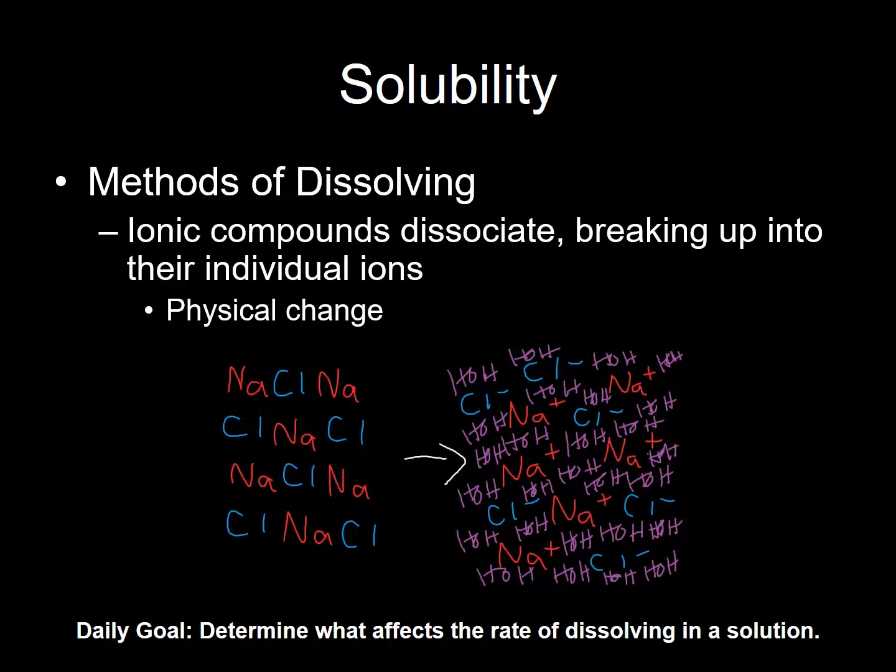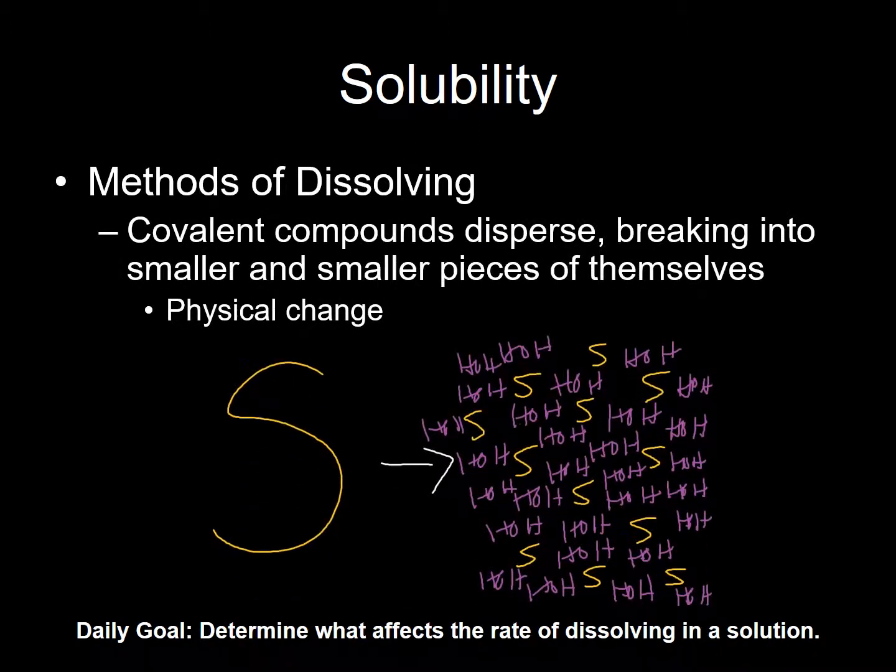And this is why ionic compounds typically will carry an electrical charge, because of those individual ions floating around in there. The second method of dissolving is called dispersion. This is how covalent compounds break up. In dispersion, you have a covalent compound that breaks into smaller and smaller pieces of itself. To make things a little bit simpler here, I just use a big capital S to represent sugar, and then it gets broken down into smaller little capital S's for the dispersion in water. Dispersion in water, not dissociation.